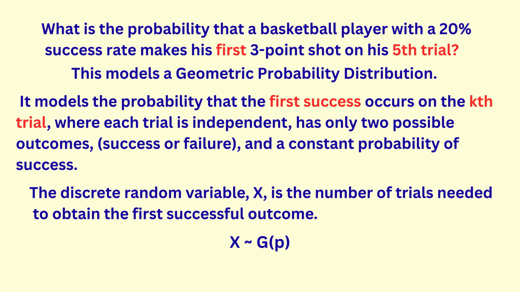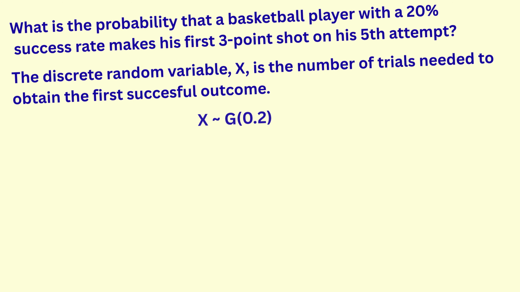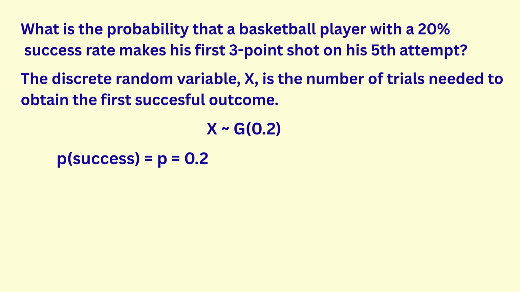The notation is shown here. X is geometrically distributed with the probability of success equal to p. In this case, p represents the probability of successfully scoring a three-point shot, which is 20%, or 0.2. Now let's answer the question. The probability of success, represented by p, is 0.2, which means that the probability of failure is 1 minus p, which is 0.8. The probability of failure is often referred to as q.